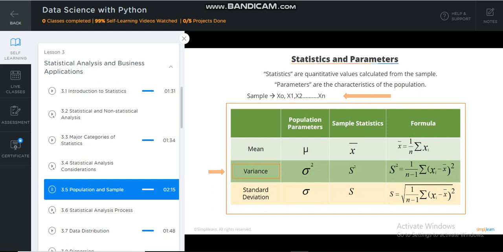Variance measures the sample variability. Standard deviation explains how spread out the data is from the mean. The greater the standard deviation, the greater the spread in the data. It's measured in the same units as the mean.